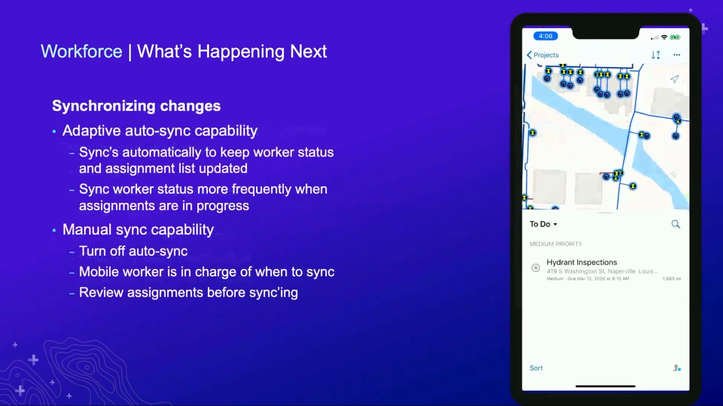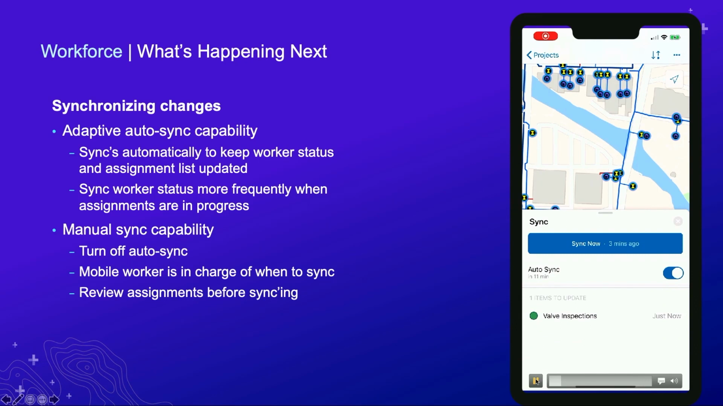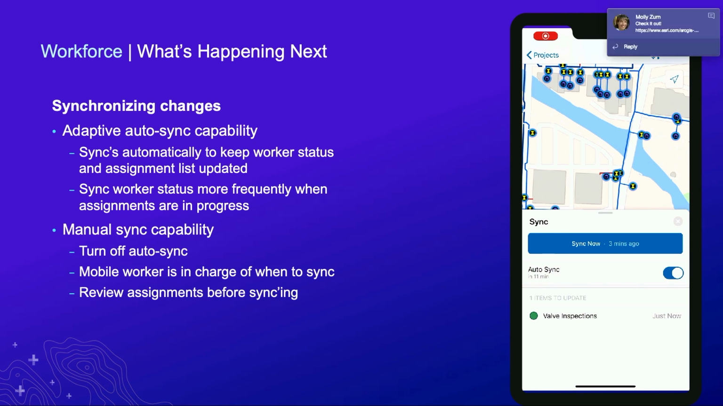The offline capabilities, I wanted to talk about this as well. So once you're downloaded and offline inside of the Workforce mobile application, it's going to have your back and synchronize with an adaptive auto sync capability. We've done a lot of work here in making sure that the worker status stays up to date regardless of you having to sync. We don't necessarily want you to be manually syncing that work. We want to keep the dispatcher informed at all times.